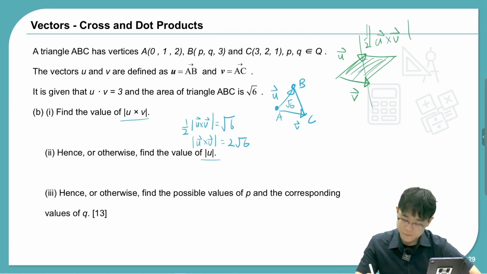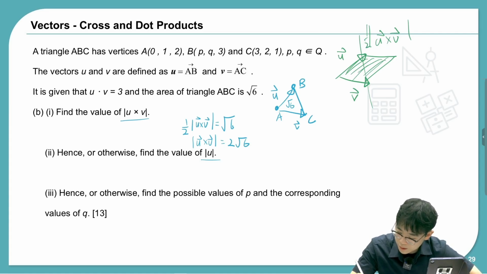BII, we want to find the value of the magnitude of u. So let's put it this way. So we have this triangle where, okay, so actually we can just find what u is going to be.